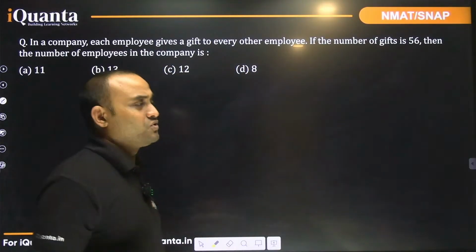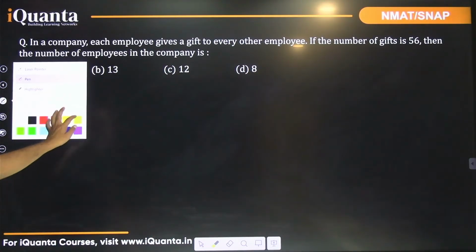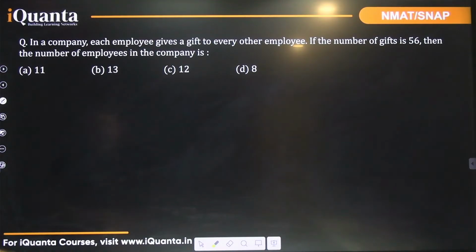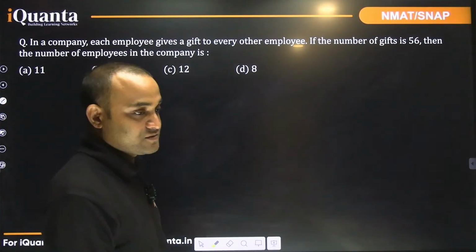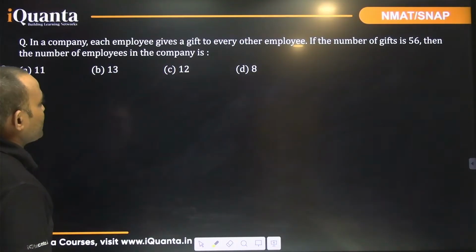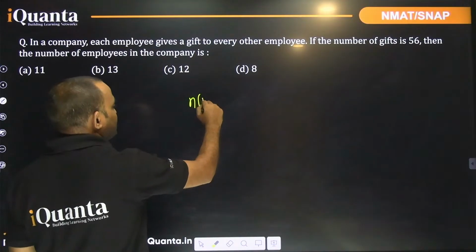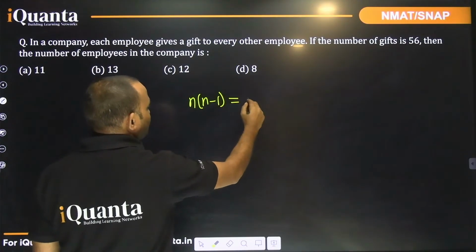Whole solution, no, for the whole solution I don't think so. But for factorization, you can go by prime factors. This is a very straightforward question. In a company, each employee gives a gift to every other employee. So what we can say is n into n minus 1 is equal to 56.